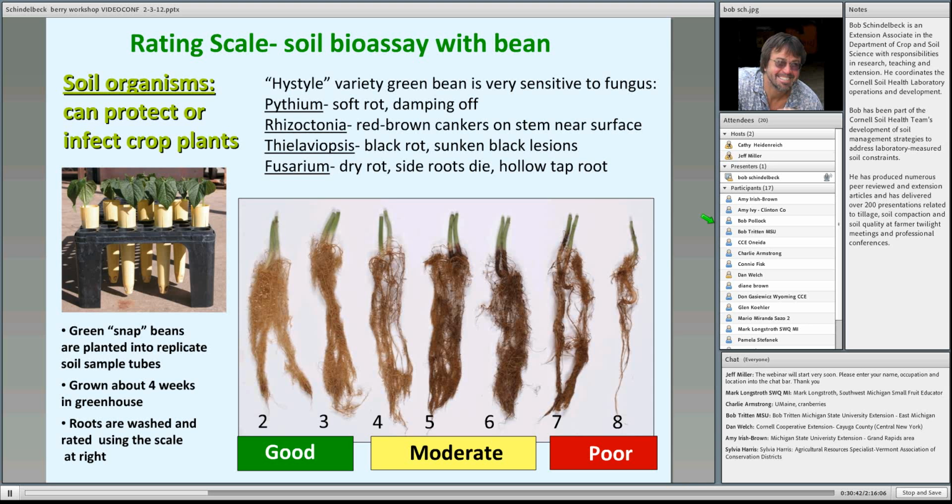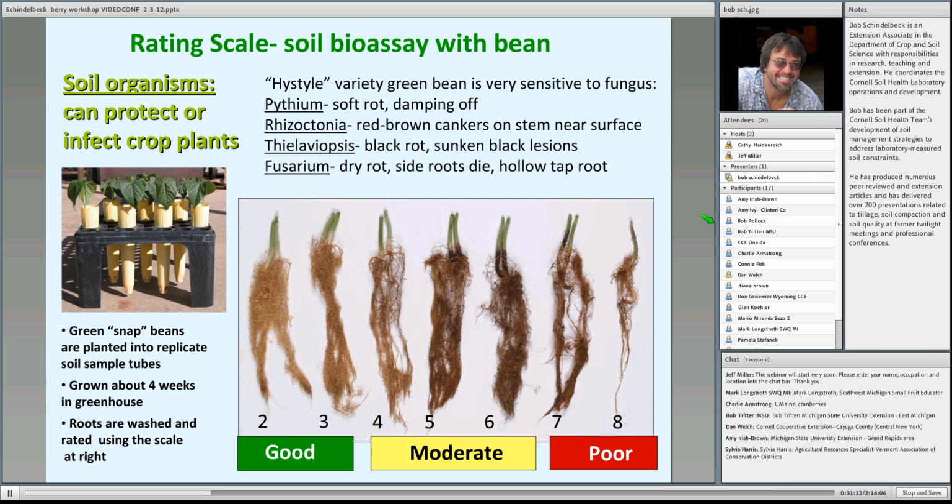This is actually a greenhouse test where we plant. You see replicate samples here on the upper left of a soil sample where we put one of these green beans into each tube and grow it out in the greenhouse. This variety of green bean is called HyStyle, and it's well known to researchers, particularly in plant pathology, because it's sensitive to a wide variety of diseases.